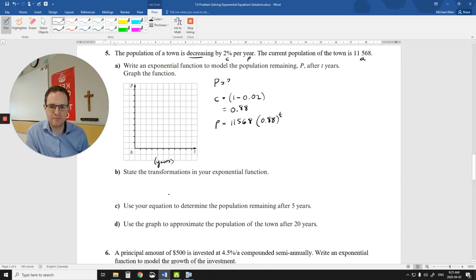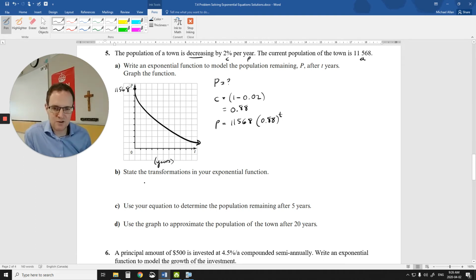We're just going to graph it in our calculator to figure out some of these other things, like use the graph to approximate population after 20 years, estimate, or use the equation to determine after 5 years. We could just do these both in our equation. So our graph's going to more or less look like this. This is my number up here. And that's going to decrease. I'm not too concerned about this.